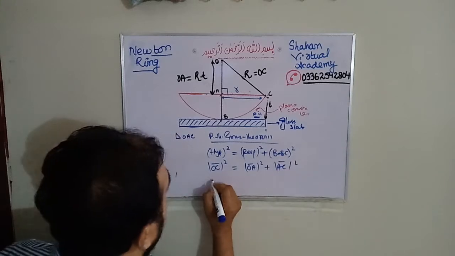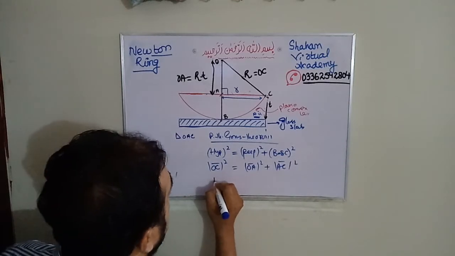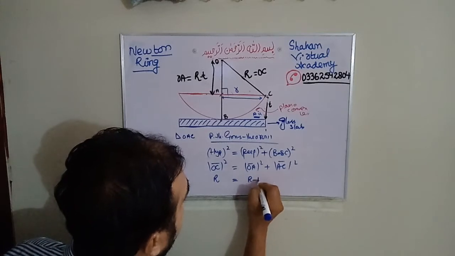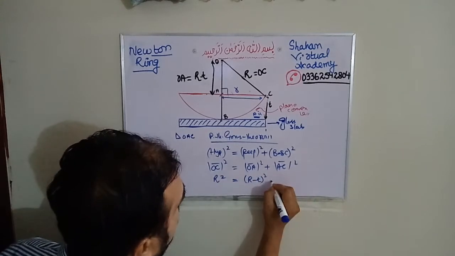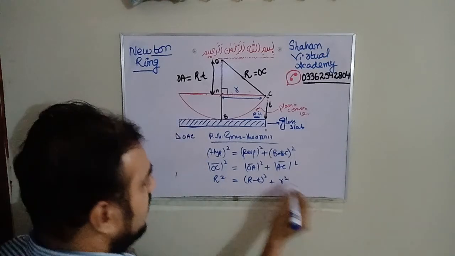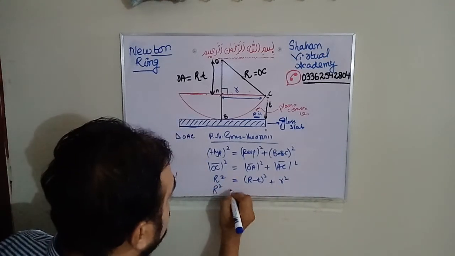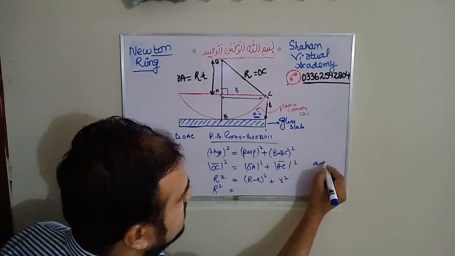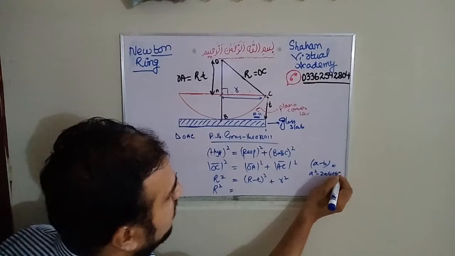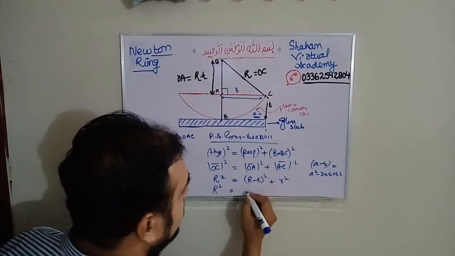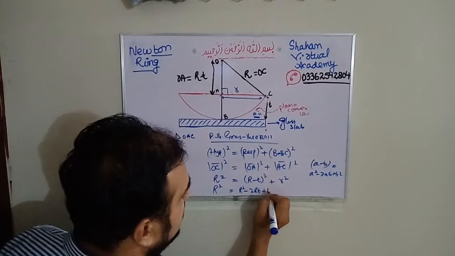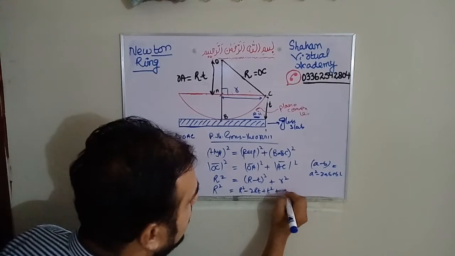Here we put in the values. OC is the radius of curvature, which is R. OA is R minus T. And the value of AC is the radius of the ring, which is r. Now we solve it. (A minus B) squared is the algebraic formula A square minus 2AB plus B square. So we expand with the same formula, and it becomes R square minus 2RT plus T square plus r square.